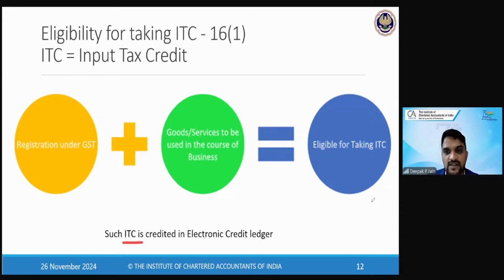Such ITC, once that credit is available, is credited in the electronic credit ledger. What does this mean? Once you are eligible to claim the credit, once you have taken a registration and you're buying goods which are in the course of furtherance of business, then that credit given by your supplier will appear in your electronic credit ledger.